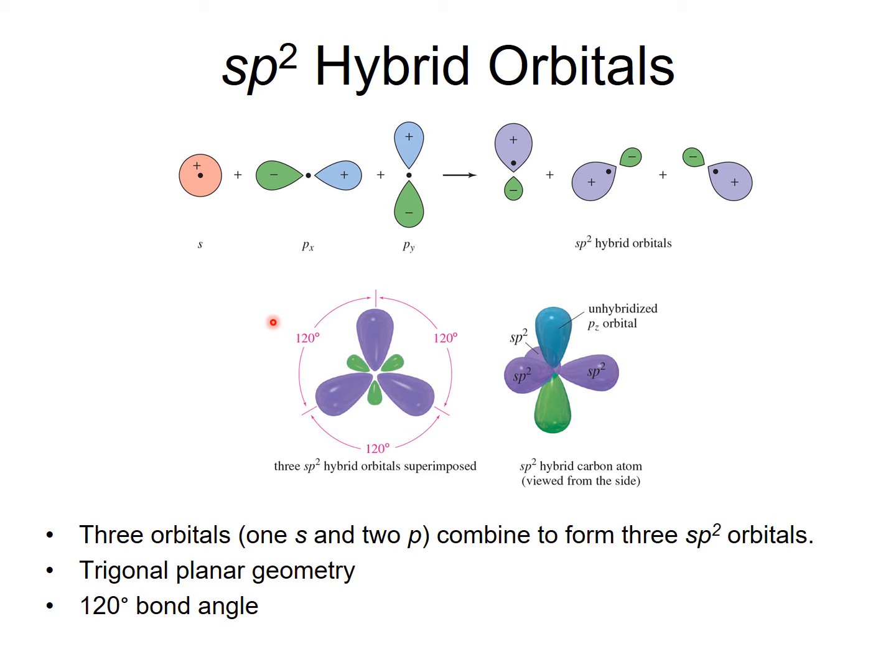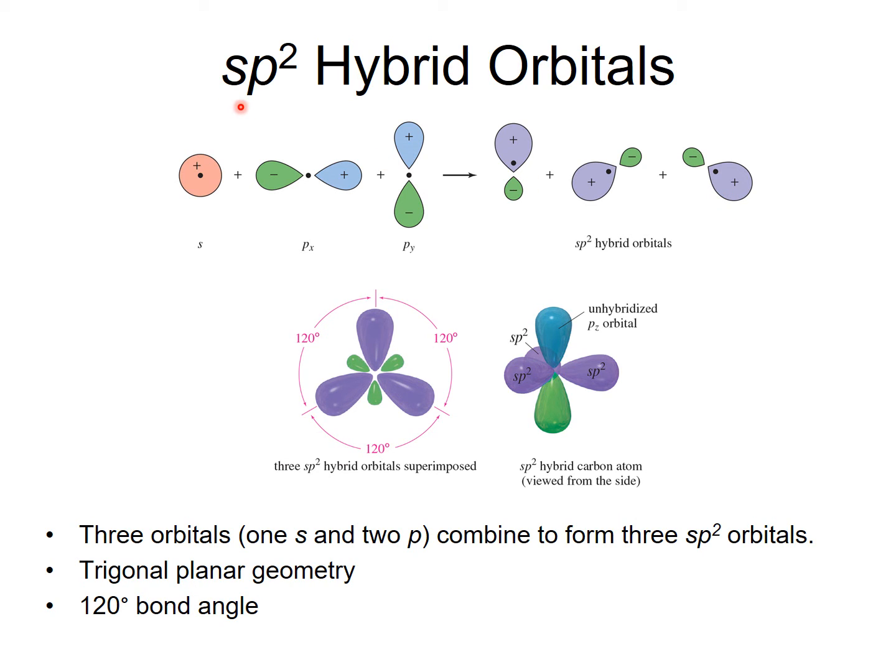What happens if you have an sp2 hybridized orbital? Well, you take one s, you take one p, you take another p. Now, the p orbitals always come out x, y, z, so this is like a Cartesian coordinate system. This p orbital is along the x-axis, this p orbital is along the y-axis. So when you combine them all together, you end up with our three sp2 hybridized orbitals.